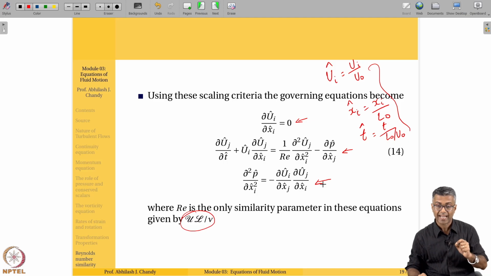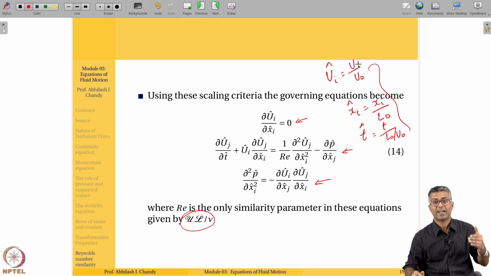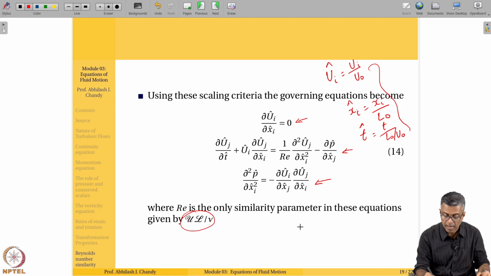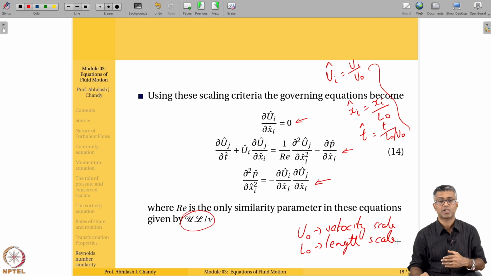So the hatted variables are scaled variables and they are non-dimensional, because what I have done is I have taken u_i over U0. So I've made it non-dimensional. I have taken x_i over L0. U0 is a velocity scale. L0 is a length scale, a characteristic velocity scale, a characteristic length scale.